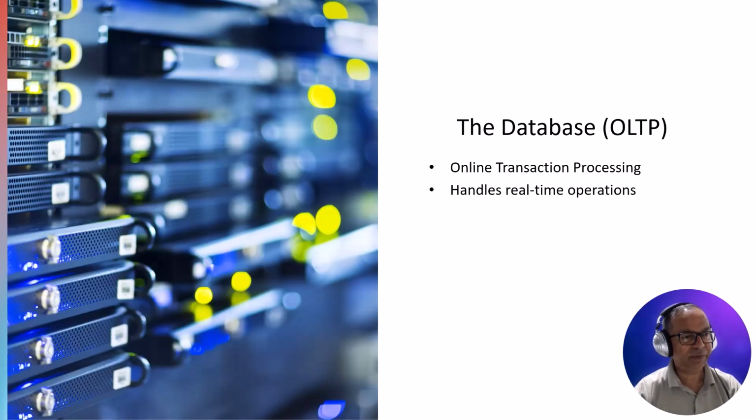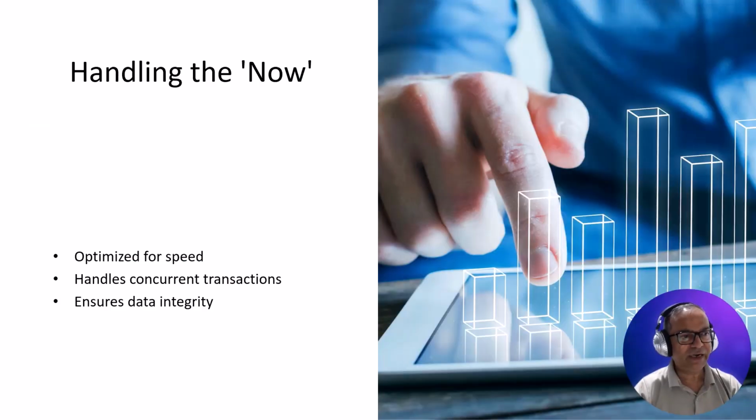A database, specifically an OLTP system, is designed for real-time transactions. These systems power applications like e-commerce and banking, where speed and accuracy are critical. OLTP systems are optimized for speed. They handle thousands of transactions per second, ensuring consistency and integrity of data.